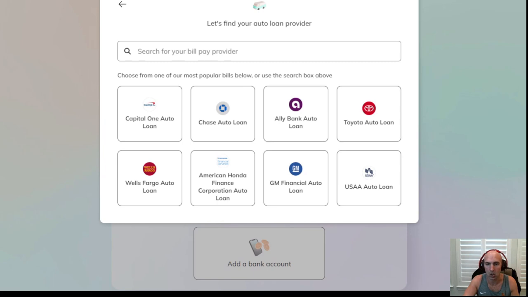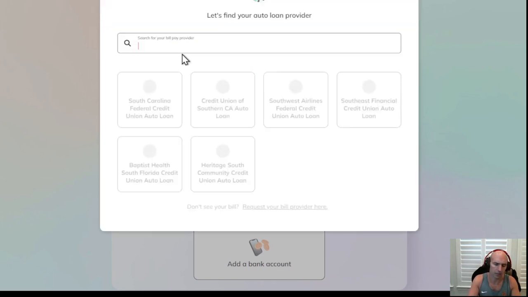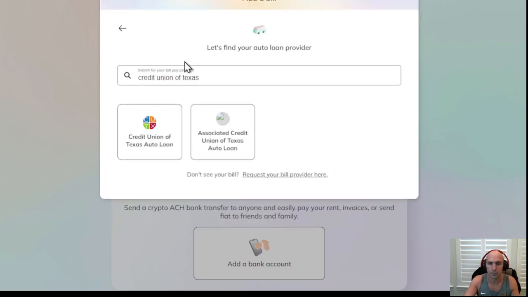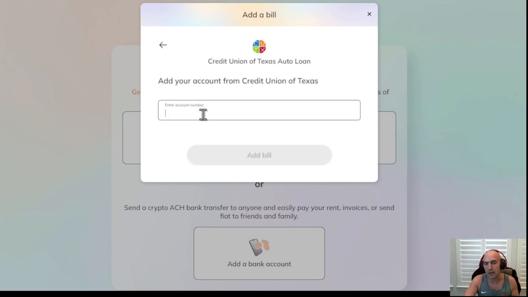I do want to pay my car loan because, if you have followed any of my channel, you definitely know that I rent out my vehicle for passive income, and I just got a new car through Texas Southland Credit Union. So in doing so, I'm able to pay that. So if we go to Credit Union of Texas, and right here. And so now I need to add my account number. So obviously, for privacy reasons, I'm not going to put my account number up here. So I'll show you the next steps.